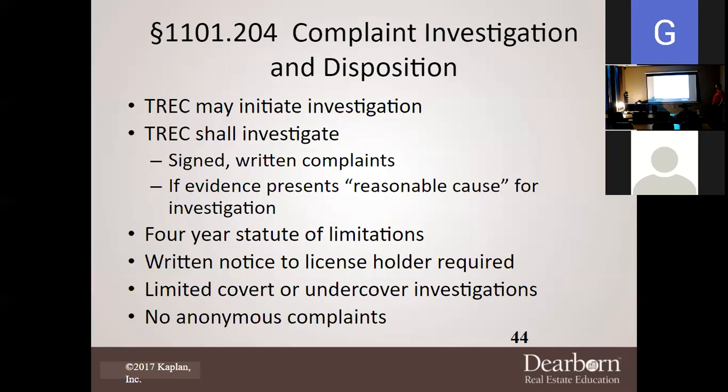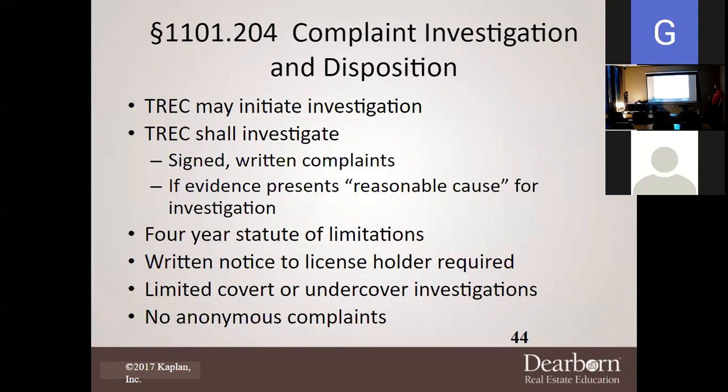TREC may initiate investigation. Once they get a complaint, they can initiate an investigation. TREC shall investigate signed written complaints. If evidence presents reasonable cause for the investigation, that also will prompt them. There is a 4-year statute of limitation, though, meaning that after 4 years, TREC can't do anything about it. Written notice to the license holder is required.